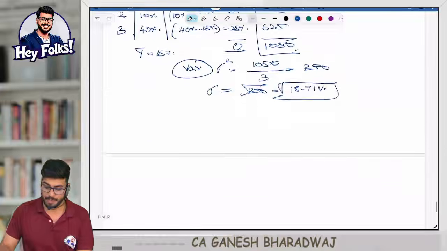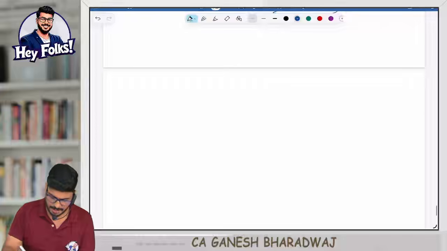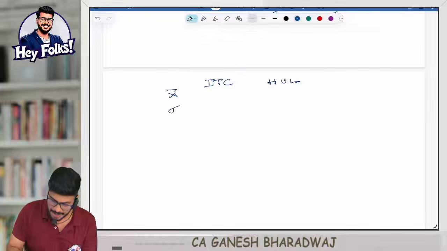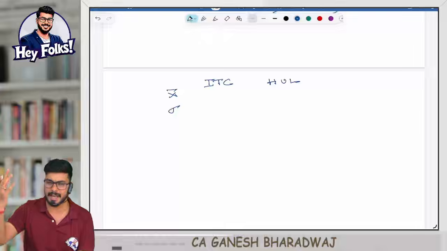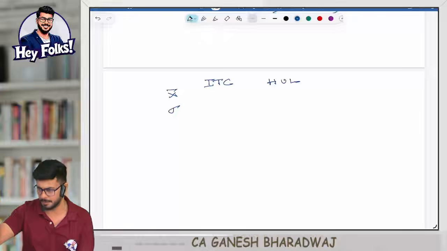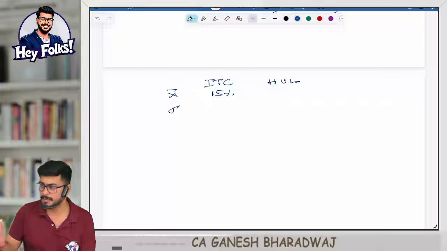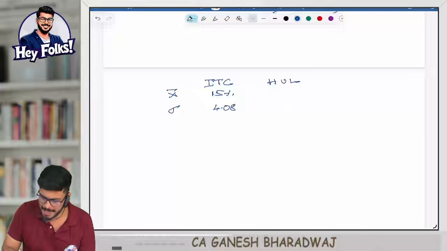Let us put this as one table. Now, what were the two shares, guys? Come on, tell me. I need your help now. Come on, guys. ITC and HUL. X bar, standard deviation. You guys tell me. ITC, what was the expected return? 15%. What was my standard deviation? 4.08%. How about HUL?